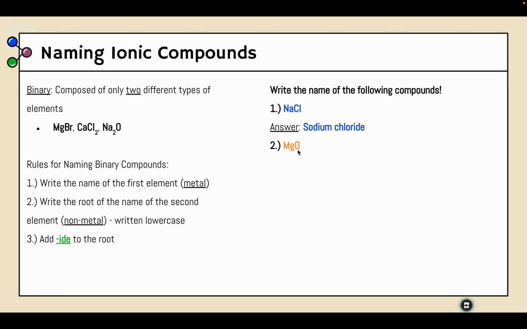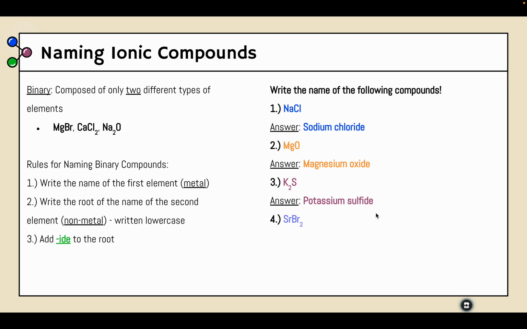Then for this one, we had MgO. With MgO, our first element here is magnesium. We're going to write the root of the second element. In this case, it's oxygen, so I'll just write oxy. And then lastly, I add IDE. This is magnesium oxide. Then we have K2S. K is potassium. S is sulfur, but we know it's not sulfur, it's sulfide. So this is potassium sulfide.